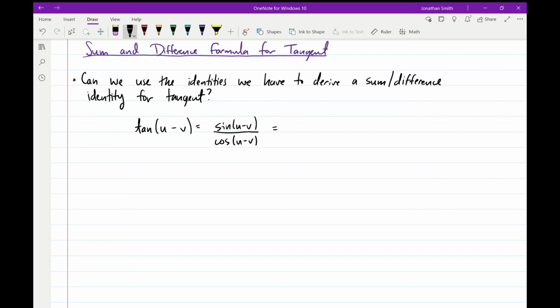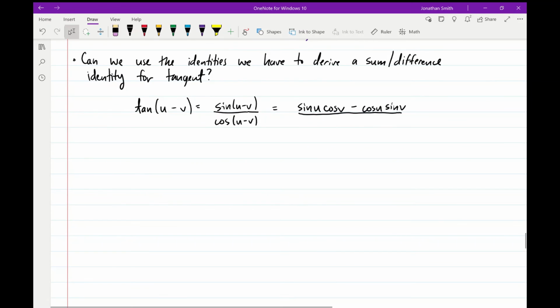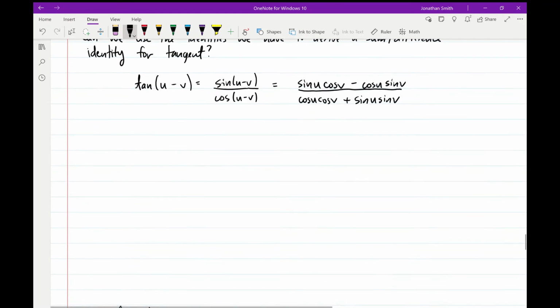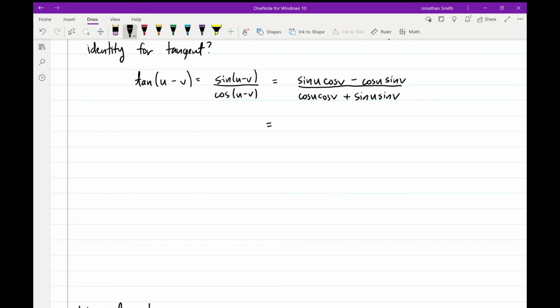So sine of u minus v, we found out, is the same as sine u times cosine v minus cosine u times sine v. So that's the difference of angles for sine. And we also have the difference of angles for cosine. This is going to give us cosine u times cosine v plus sine u times sine v. So we can rewrite tangent of u minus v in this way. And now there's this kind of strange manipulation that we can do algebraically.